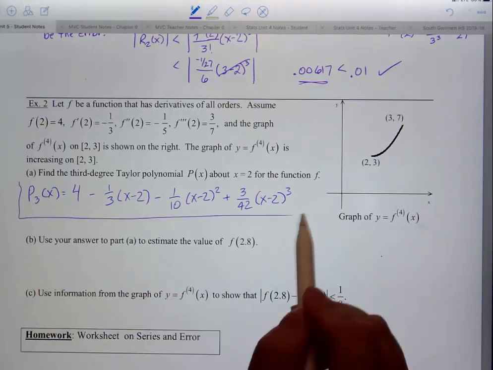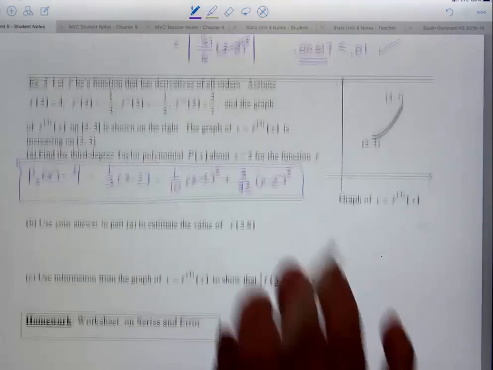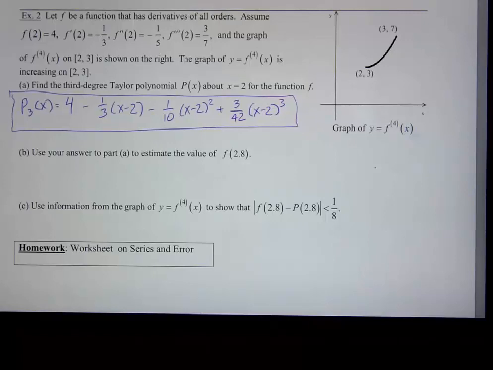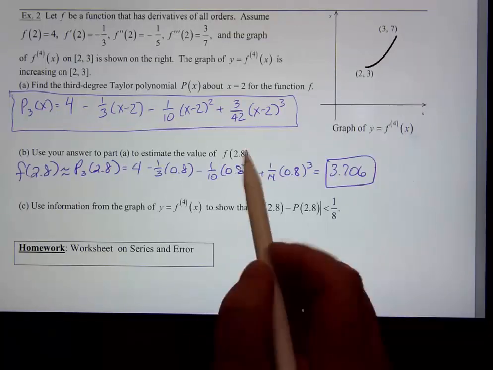Awesome. Okay. Now, were you able to do that by yourself? Yes. Look at part B. Use your answer to part A to estimate the value of f of 2.8. What does that mean I'm supposed to do? Plug in 2.8. Can you do that by yourself? Go for it. Show me what you can do. Plug 2.8 in for x. And clean it up before you plug it in the calculator. It's a lot easier.